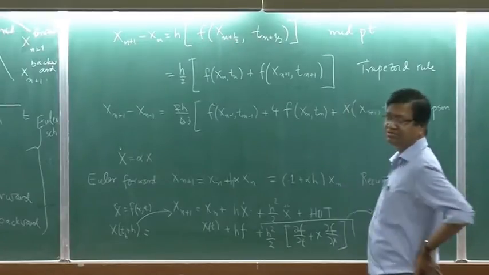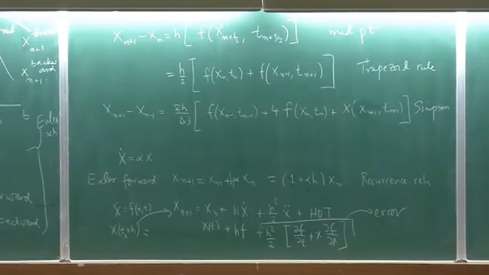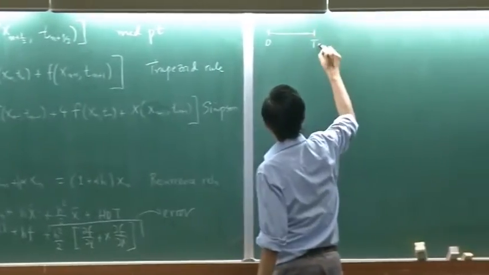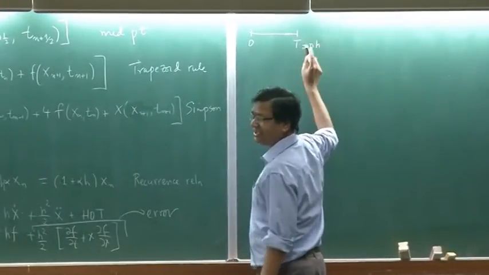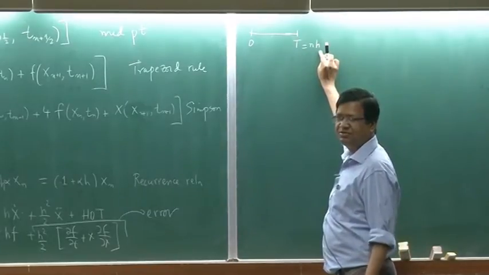The Euler scheme is a bad scheme, accurate only up to linear order. So any function which is quadratic is not good. So this is a single time step. Suppose I go from 0 to capital T in n steps. So it is going to be n times h equal to capital T, correct? I divide into n steps.